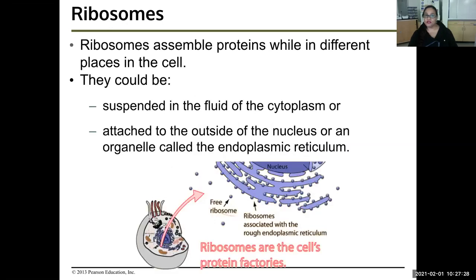Ribosomes assemble proteins while in different places in the cell. Sometimes they're suspended in the fluid of the cytoplasm. Sometimes they're attached to the outside of the nucleus or an organelle called the endoplasmic reticulum. So ribosomes function in a lot of different places in the cell. They don't just stay in one place like the nucleus.